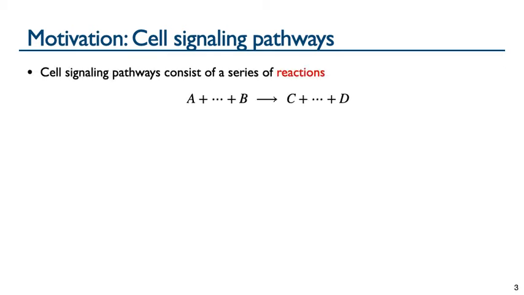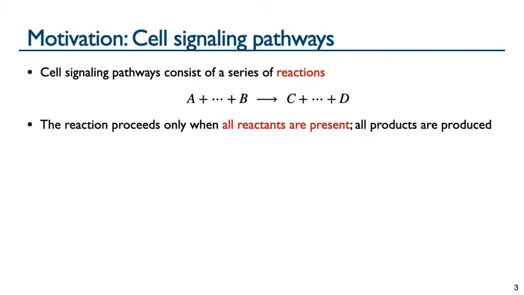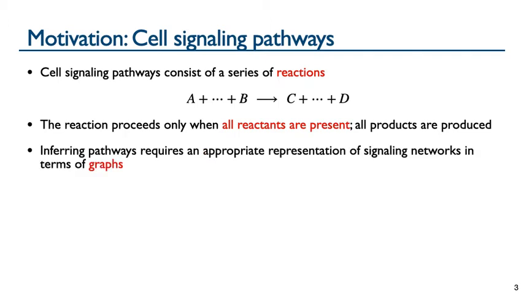Cell signaling pathways are made up of a series of cascading reactions of this general form, with reactants on the left, here shown as A through B, and products on the right, here shown as C through D. Biochemically, the reaction will only proceed when all reactants on the left of the arrow are present, and when the reaction occurs, all of the products on the right are produced. Determining signaling pathways biologically is laborious, so we infer them computationally. Therefore, we need an appropriate graph representation of signaling networks.